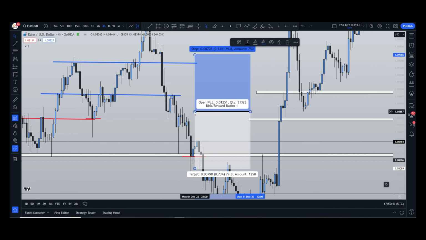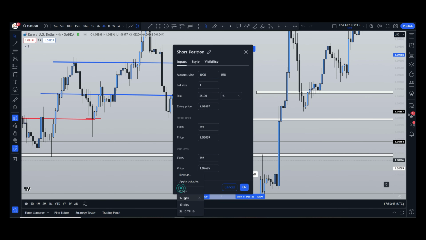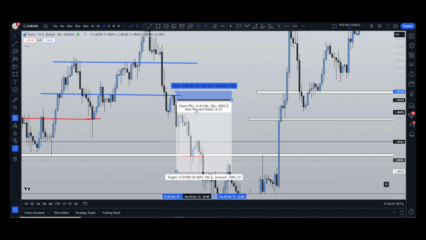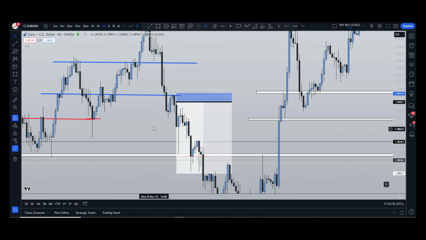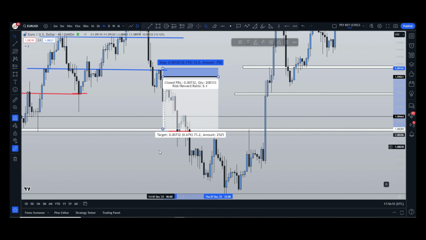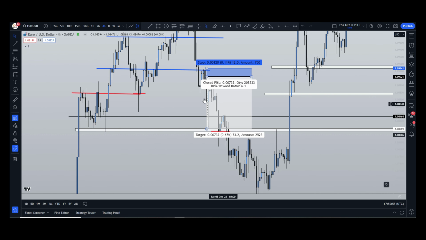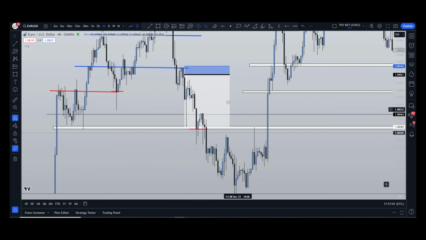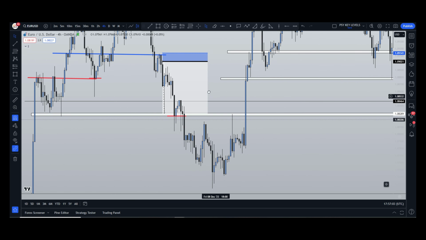We could have just taken a 12 pip stop and taken an entry from here, to the major support level. That would have given a 1 to 6, phase 2 passed. So on my phase 2 50k account, I would have taken this trade, I would have passed phase 2 in one trade, and let's see how much time that would have taken.